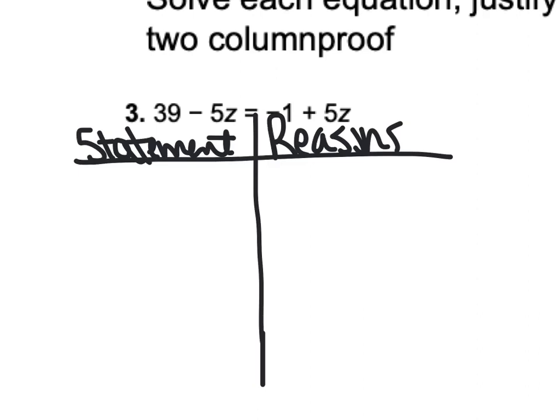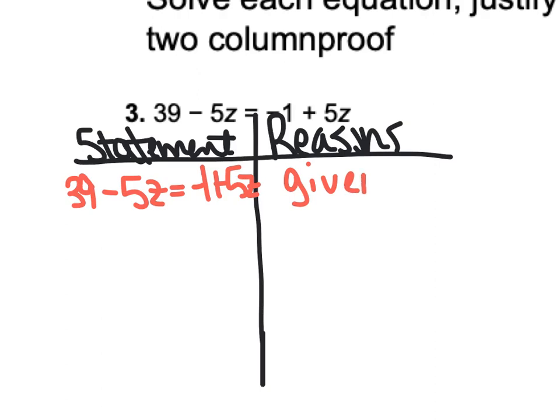So go ahead and we're just going to rewrite the problem. 39 minus 5z equals negative 1 plus 5z. And that's just given. Okay, first thing that I would do is I would add 5z to both sides. I want to get my z's on both sides. If at this point you moved your z's over to the left by subtracting 5z from both sides, your numbers might look a little bit different, but your reasoning should be very similar with the adding and subtracting properties that you can use, but your signs might look a little bit different throughout your work.